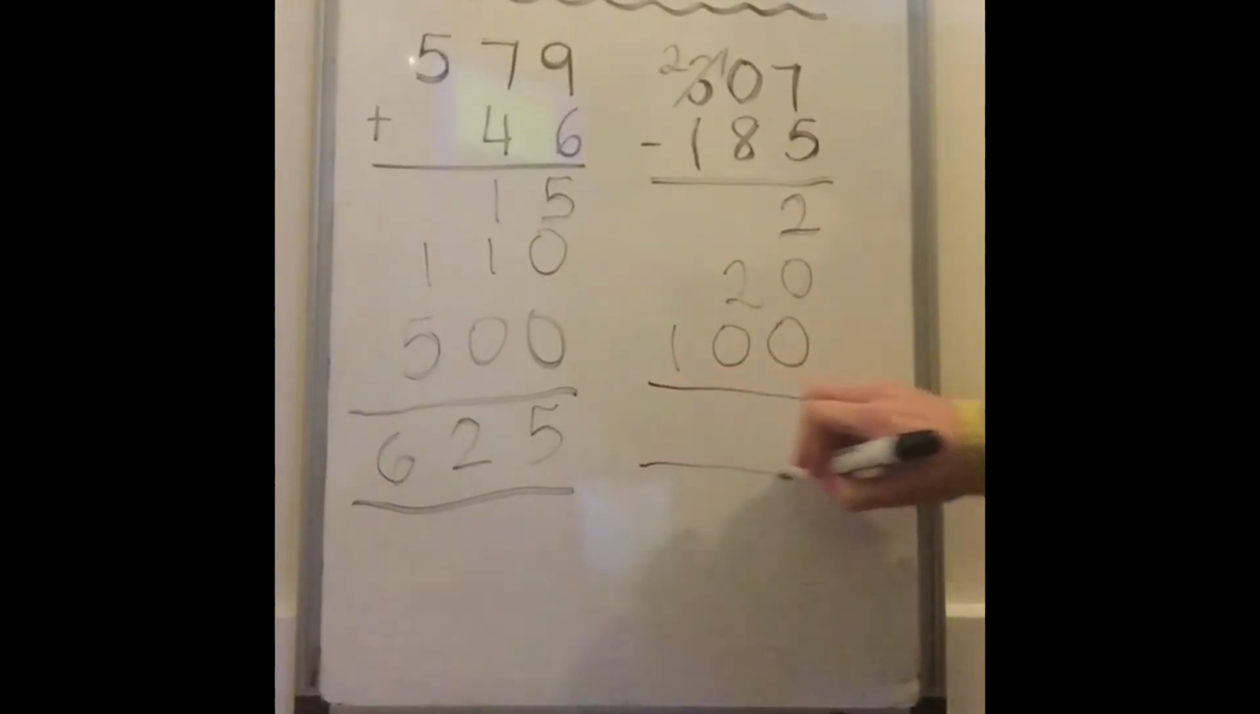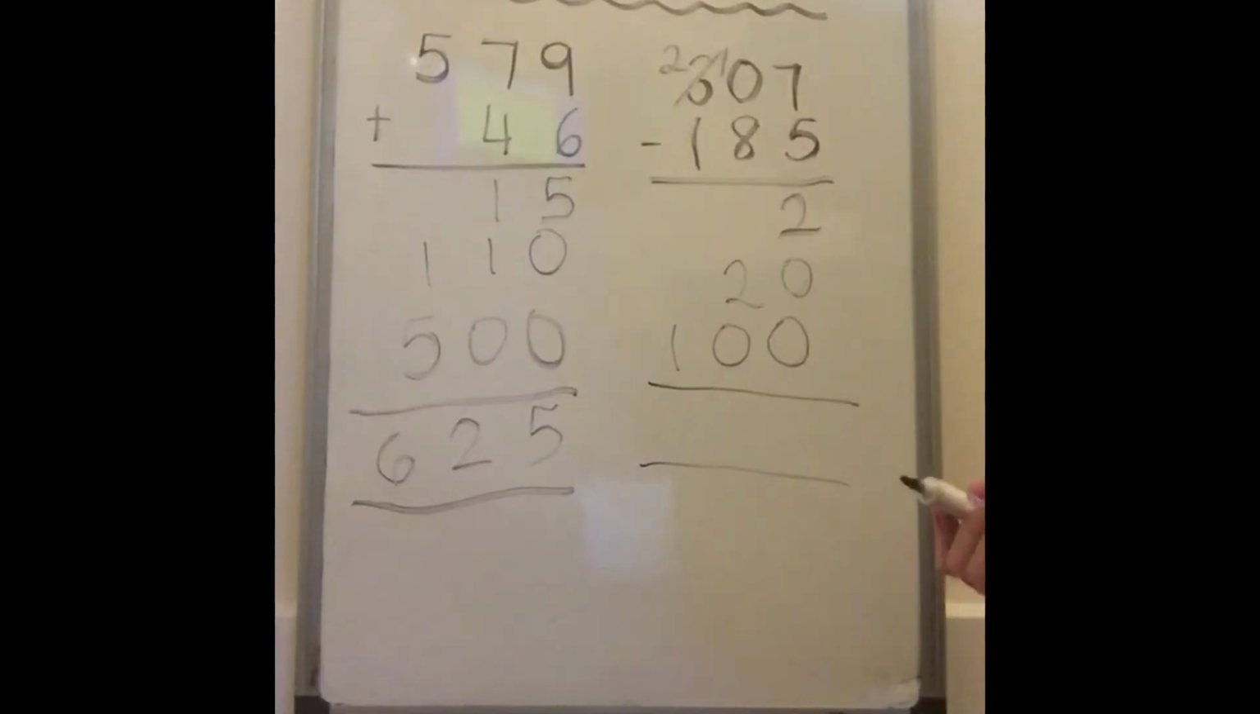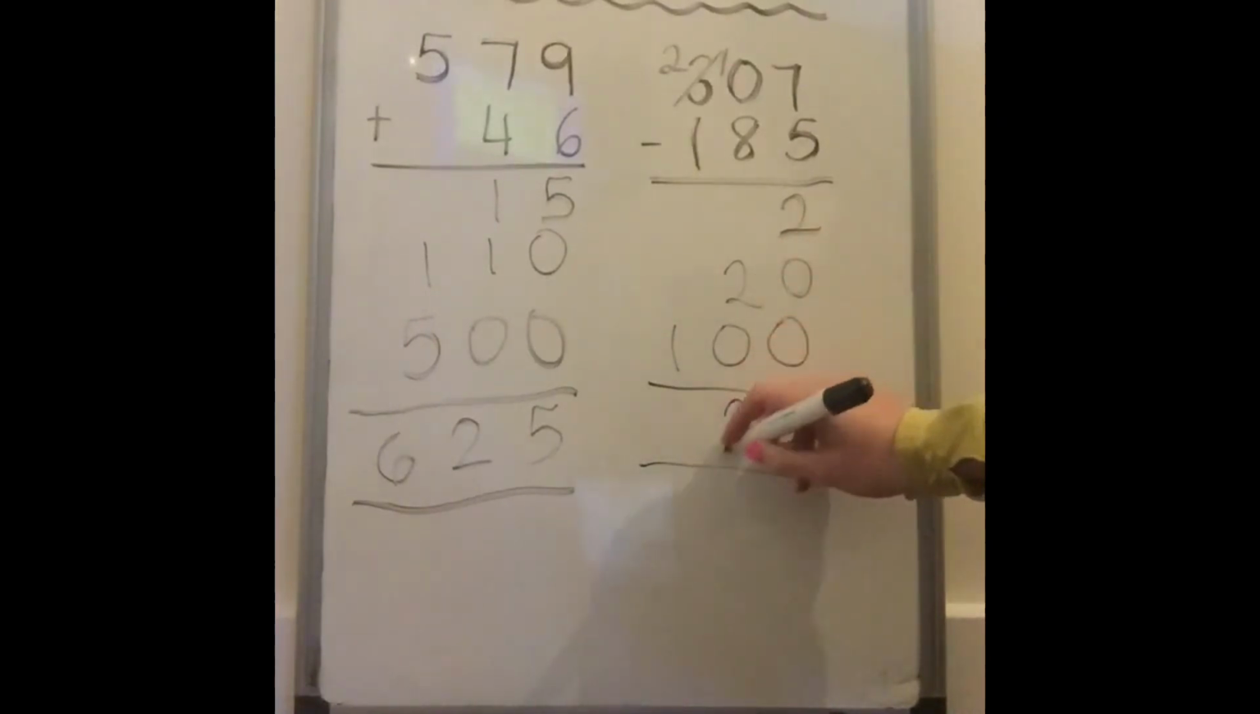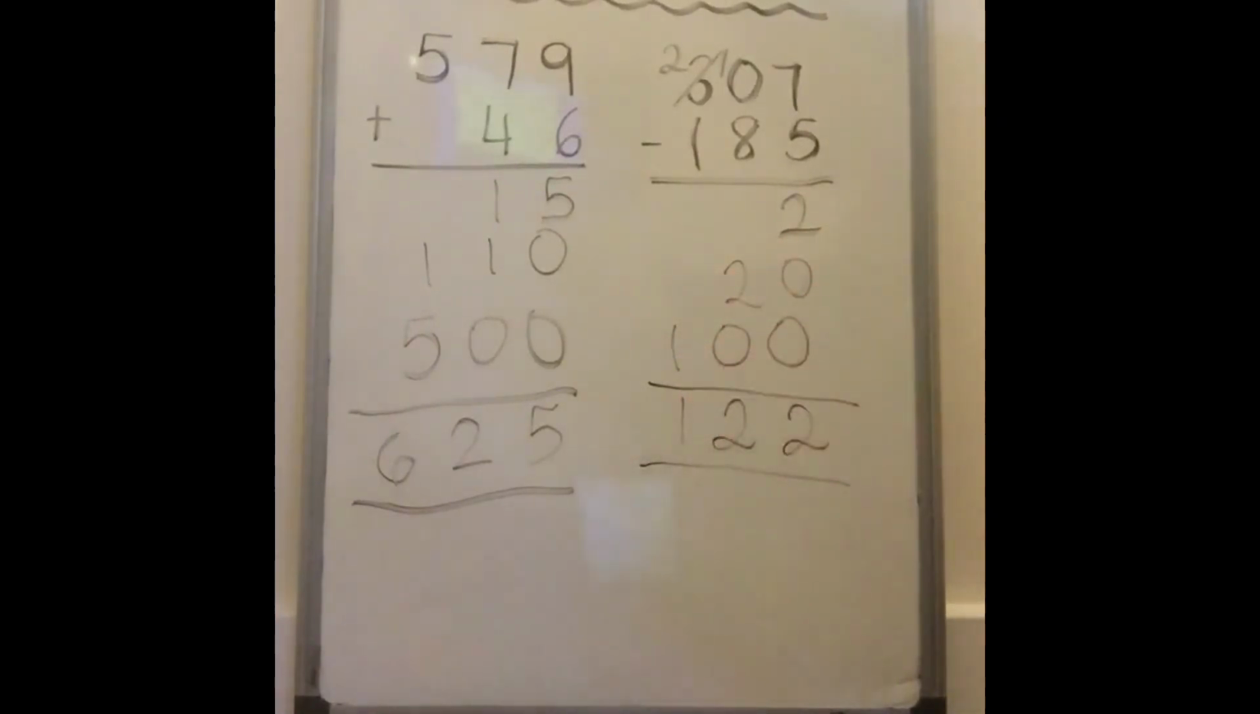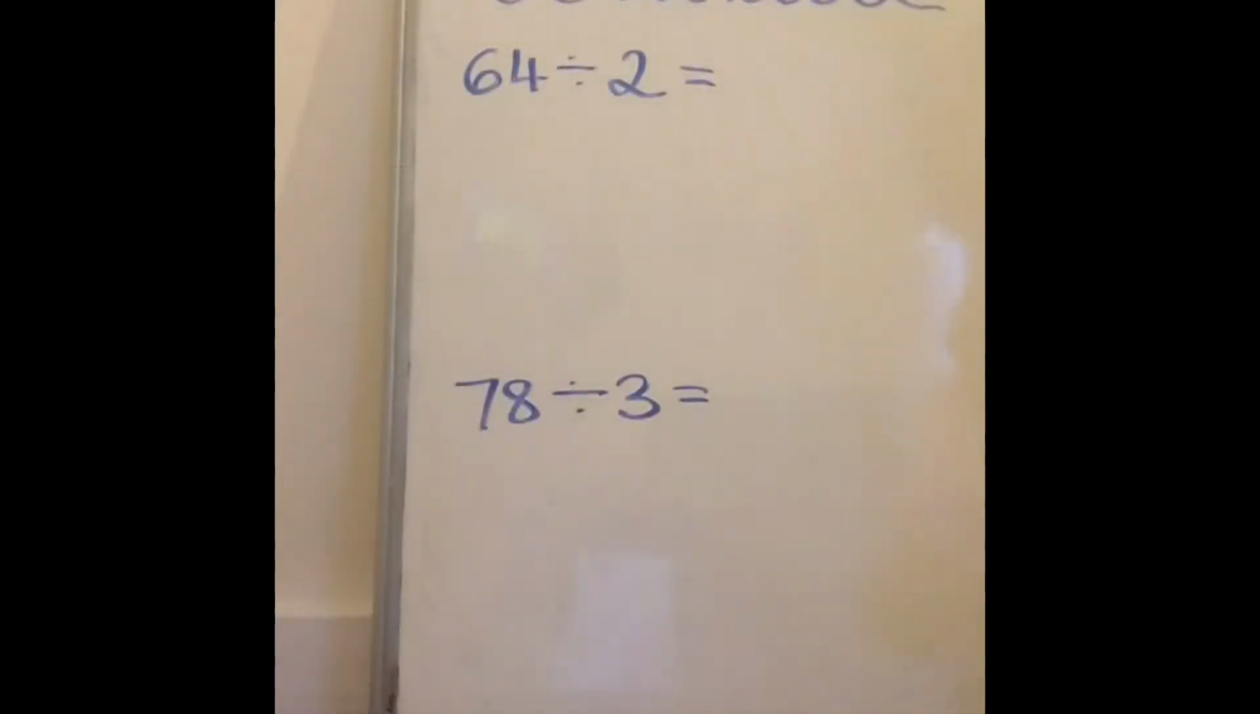Now we can draw our lines because this is where our answer goes. And this part is adding, remember, because we're adding all our answers together. So 2 add nothing is 2, 2 add 0 is 2, and 1 add nothing is 1. So it's 122. Now we're going to recap the bus stop method.